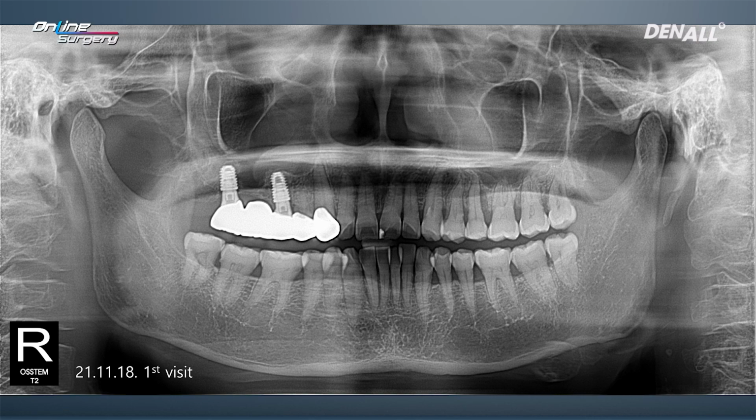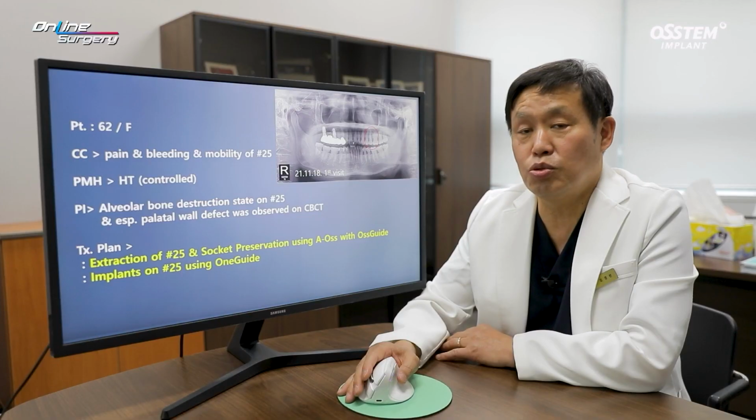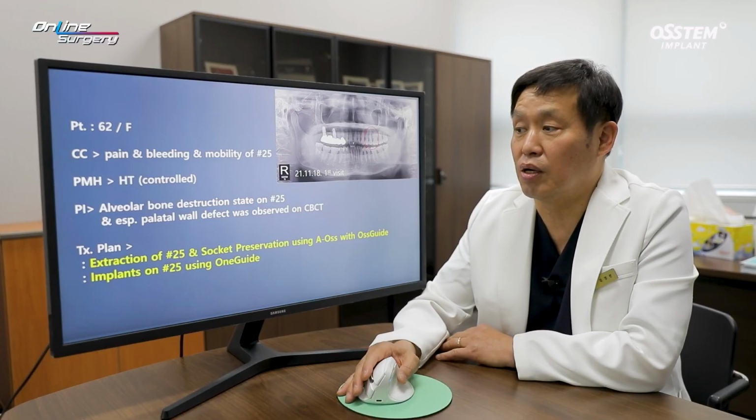In the panoramic image, you can see the alveolar bone destruction. The chief complaint was that number 25 was really hurting, and there was bleeding and mobility was observed. As for PMH, although there is hypertension, it's under control. I'm going to show you the CT, but in number 25, alveolar bone was destroyed, especially in the palatal side. There was a wall defect on CT.